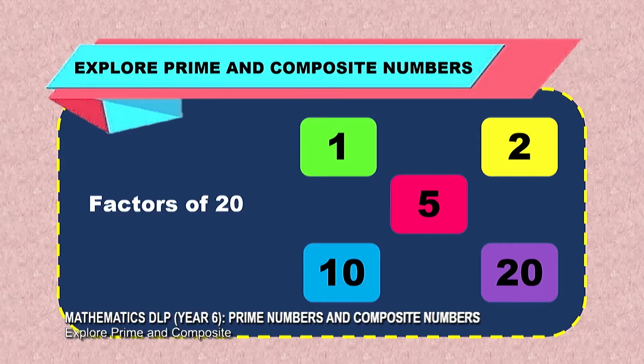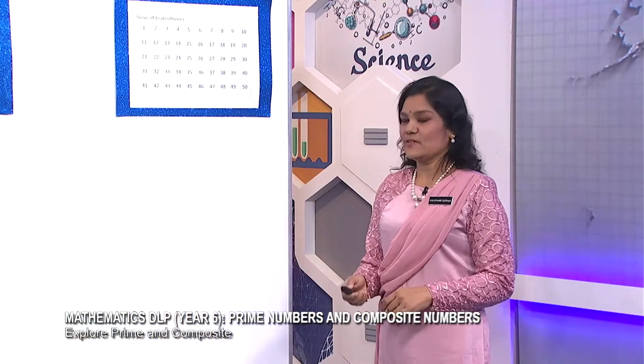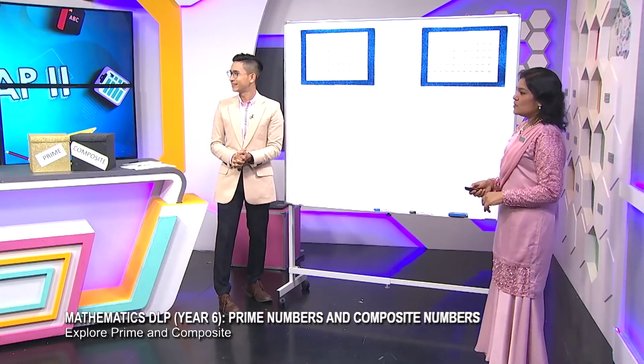Now another example here, factors of 20. So we have 1 times 20. We also have 5 times 4. Actually, 4 is missing there. Oh, 4 is missing. Okay, 5 times 4, 10 times 2. So these are factors of 20. So 20 is? A composite number, teacher. Yes, you are right. Okay, so we move on.